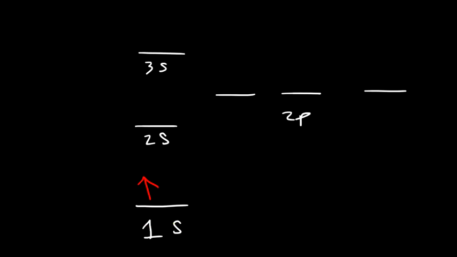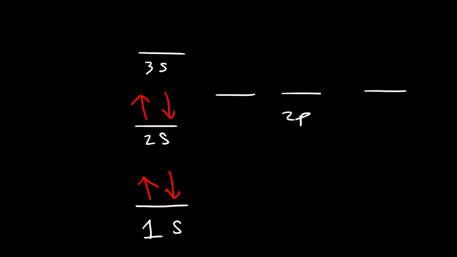Well, based on Aufbau's principle, we need to fill the lower energy levels first. So we've got to put the second electron here. And then the third is going to go here. And then the fourth is not going to go here yet, but we're going to fill the lower energy level first, 2s, before we fill 2p. So that's the basic idea behind Aufbau's principle.